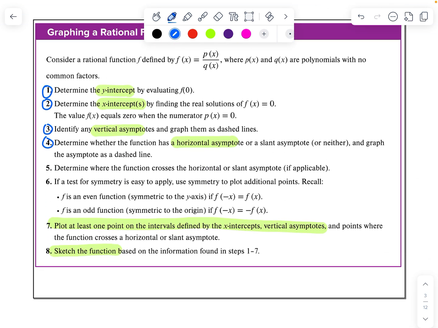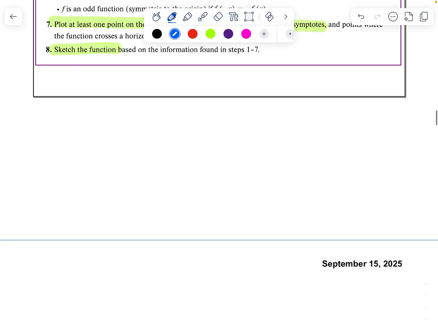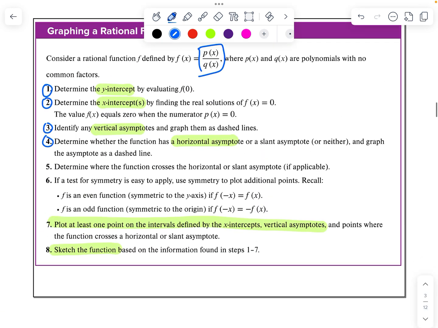If you have more things going on, right? So if you have a polynomial in the top and a polynomial in the bottom, like we were talking about last time, you have a true rational function, something that looks more like this, right? I've got a polynomial on top and polynomial on bottom. Then you're going to follow these rules. You're going to find the y-intercept by putting a 0 in for x. Find the x-intercept by putting a 0 in for y.